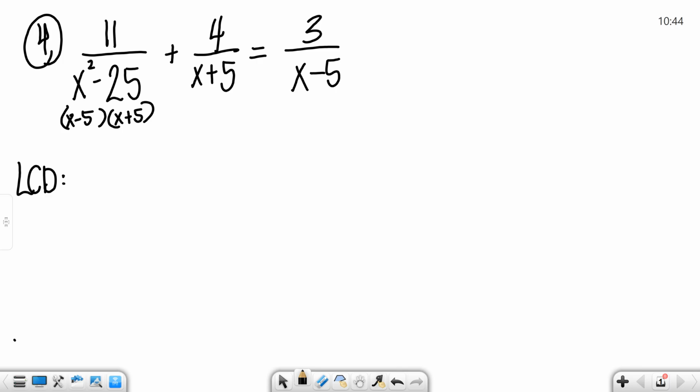Those are the factors. So my least common denominator, I take every factor that I see. Well, that would be x minus 5 and x plus 5. That would be my least common denominator. All right. So everything is going to get multiplied by that least common denominator. So this is going to get really big. All right. I'm going to try to write a little smaller this time.